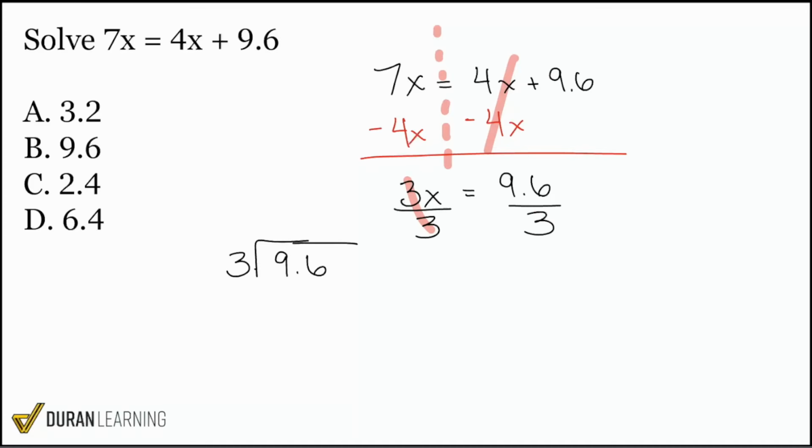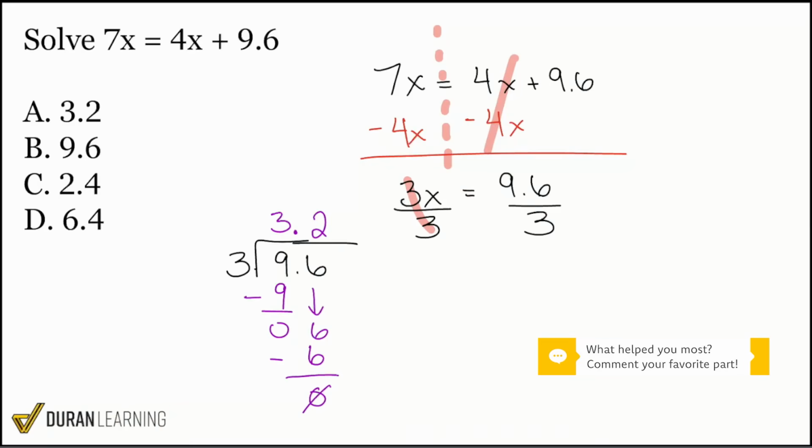And once we do it, 3 goes into 9 3 times. We'll put that decimal right where it was. And then we ask ourselves, how many times does 3 go into 6? And that will be 2. And there we go. It's a whole 6, nice and easy. Boom. And the correct answer for this problem here is answer choice A, 3.2.